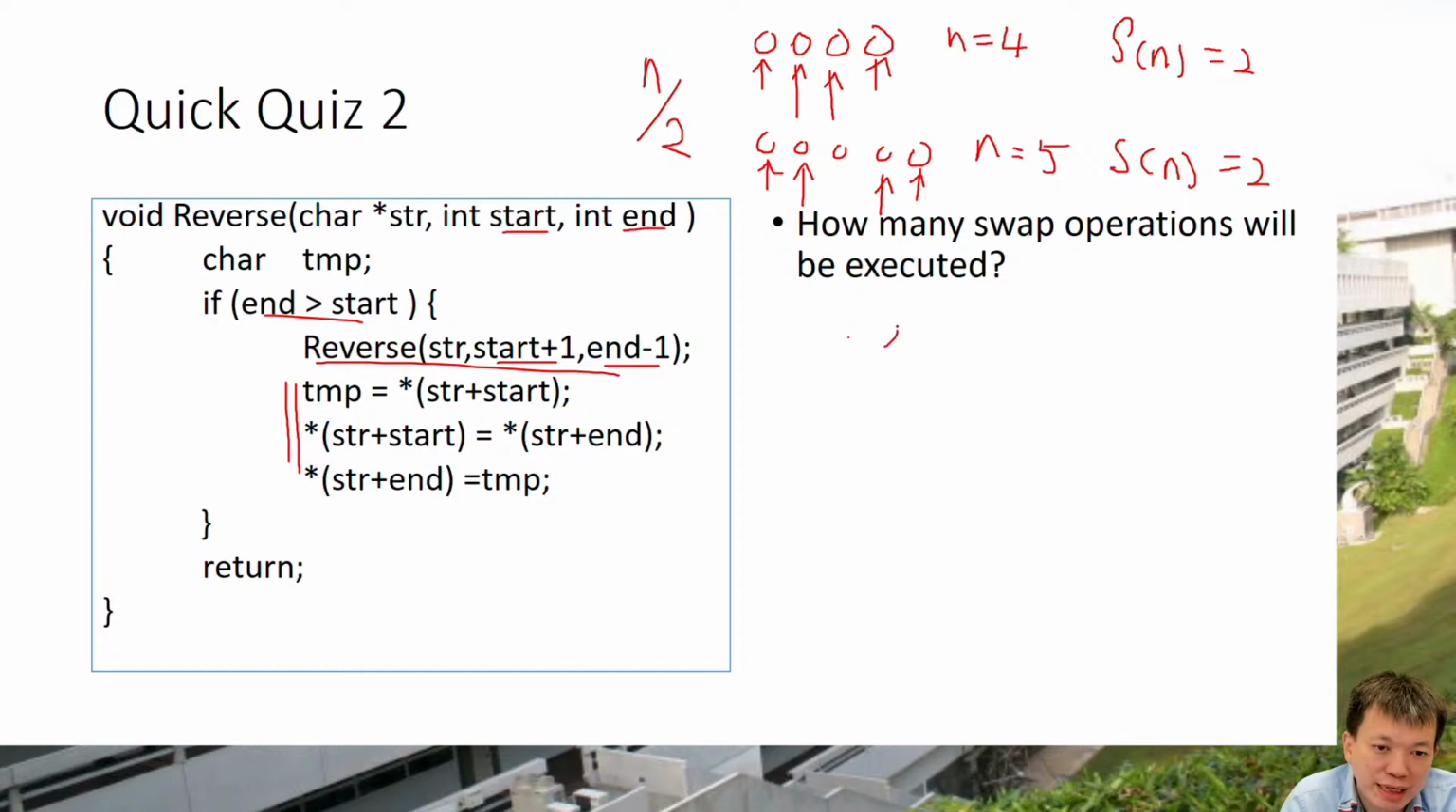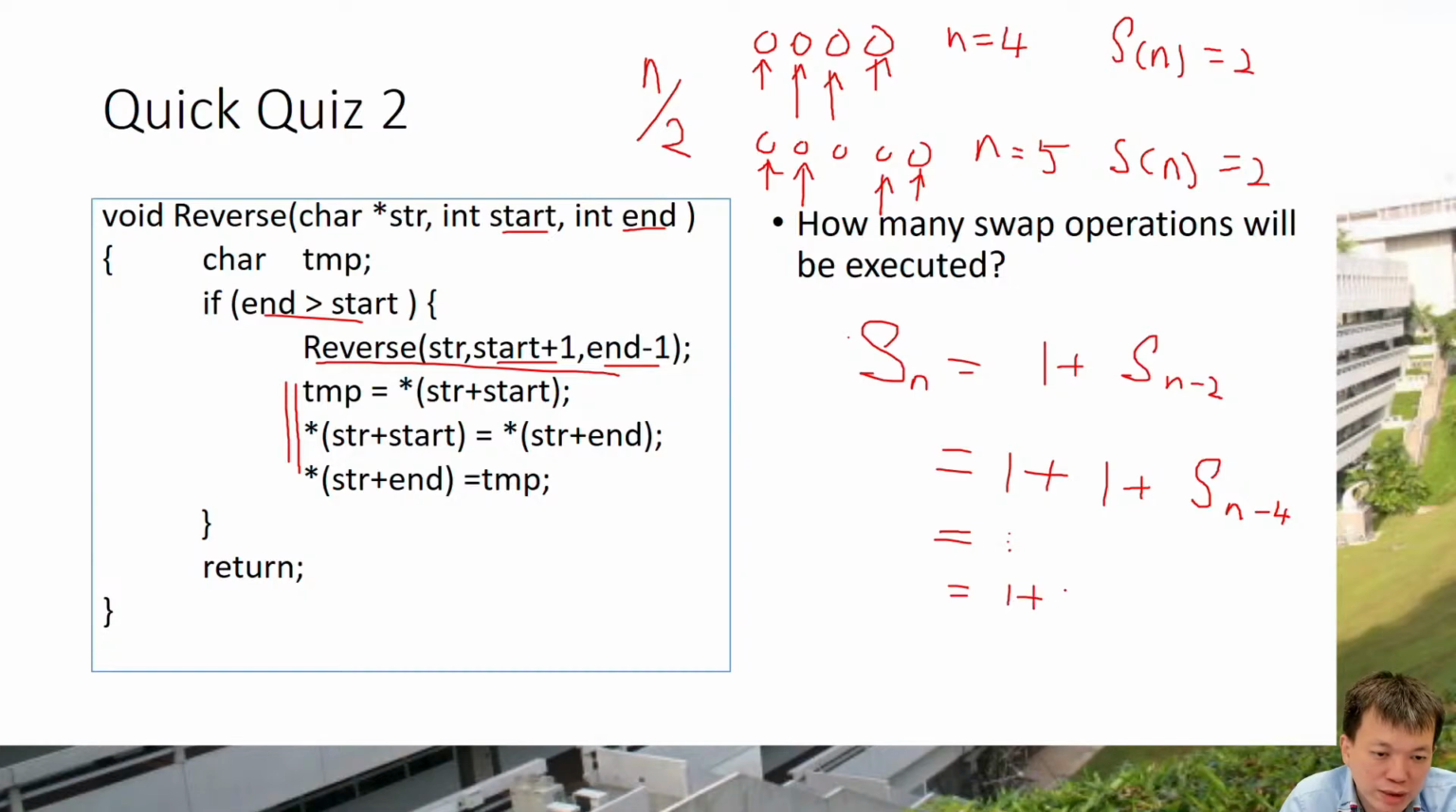Okay, maybe I can set S equal to n. I'm trying to use the backward substitution. So S(n) means each time I need to do 1 operation plus S(n-2). Yes, someone got the answer. When n equals 2, I need to do 1 more, become S(n-4), and keep doing this.